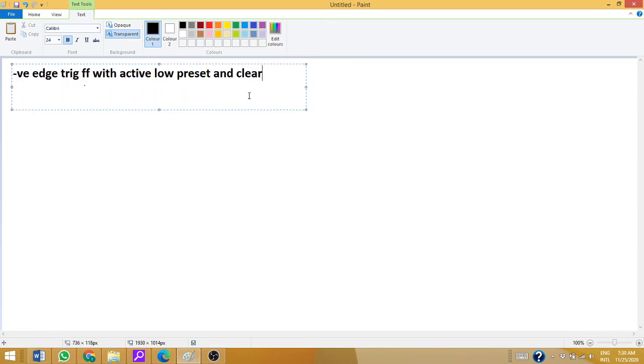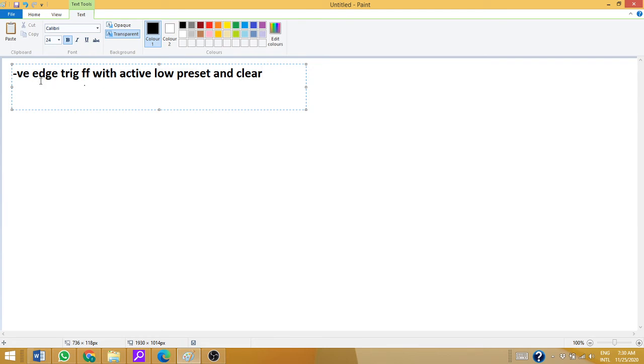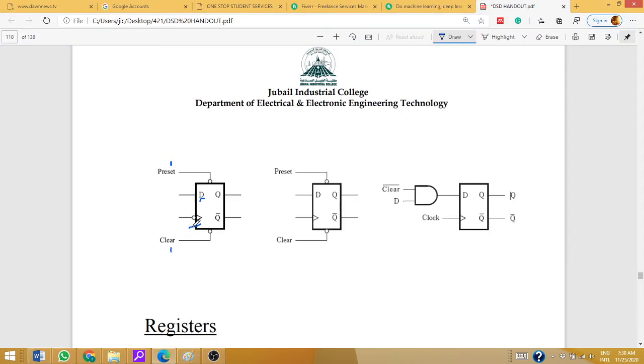Yes, sure. What is here? This flip flop, this one. What is the name of this one? It is negative edge. It is a negative edge trigger flip flop. Why is it negative edge? Because of this bubble. Okay, and with preset and clear.